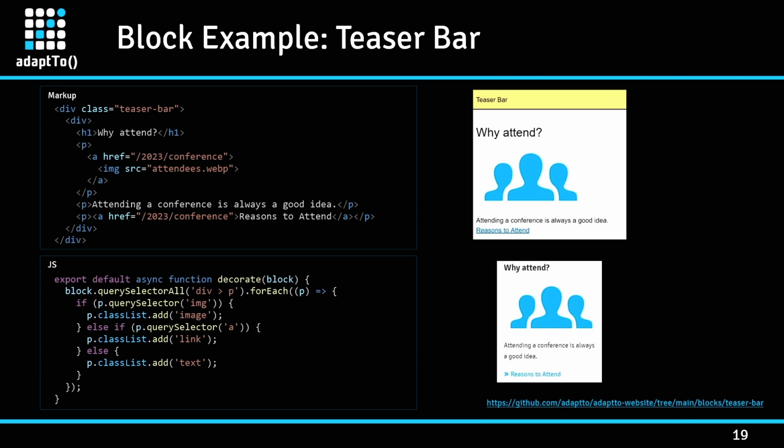So we just peek into each of the paragraphs we see here and add a CSS class on the client side. So the CSS can really write, okay, the image will be formatted like this, and the link like this, and text like this, and so on.